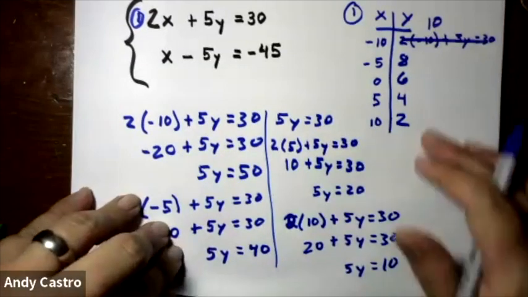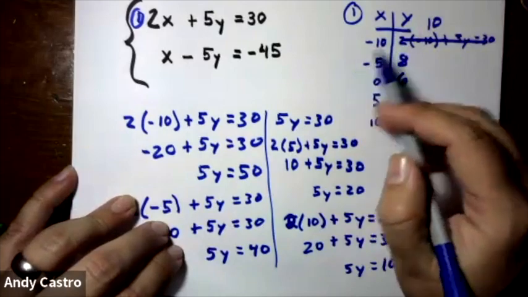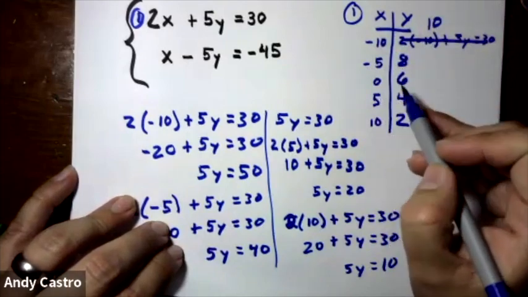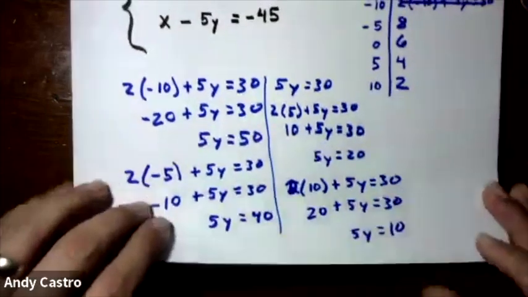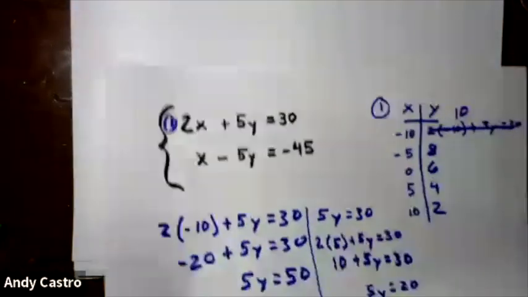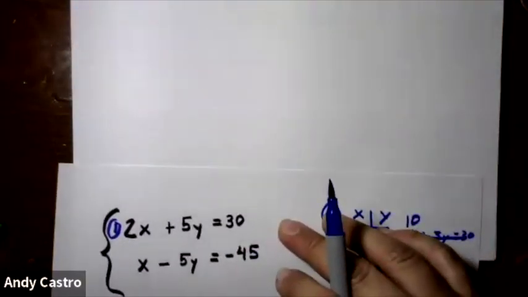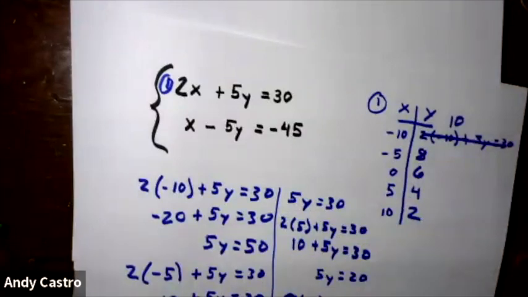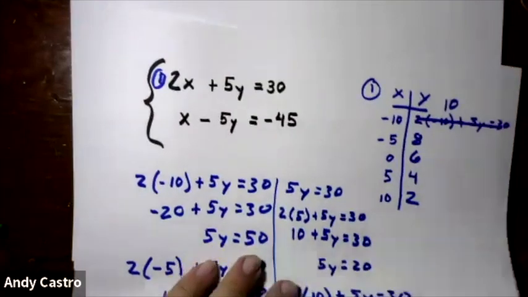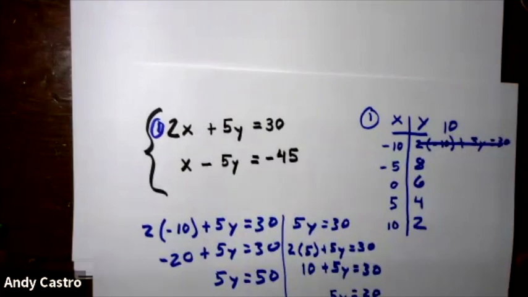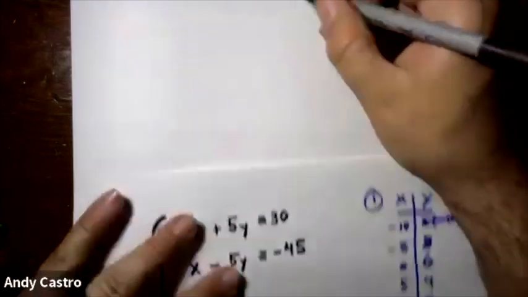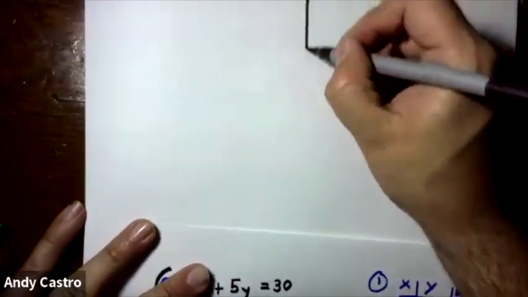All right. So now I've got some ordered pairs: -10, 10; -5, 8; 0, 6; 5, 4; and 10, 2. So I'm going to go ahead on this piece of paper right here and graph it. Let's make a graph here.